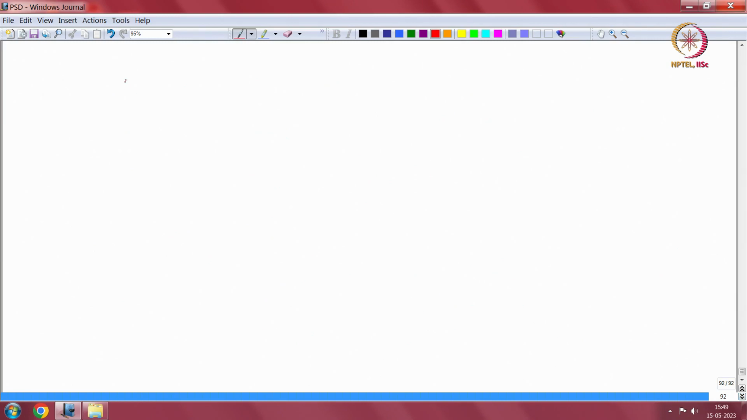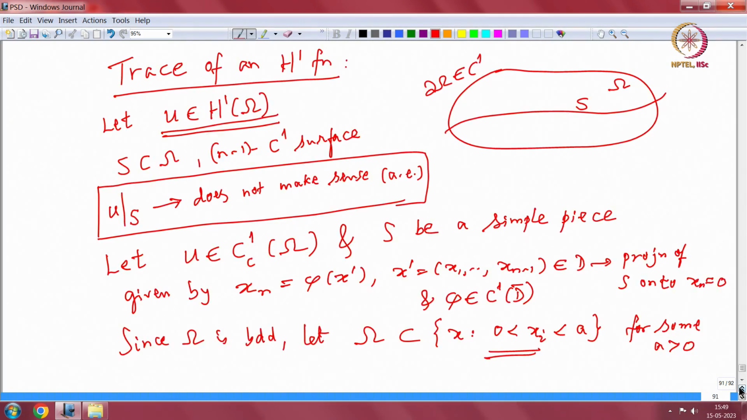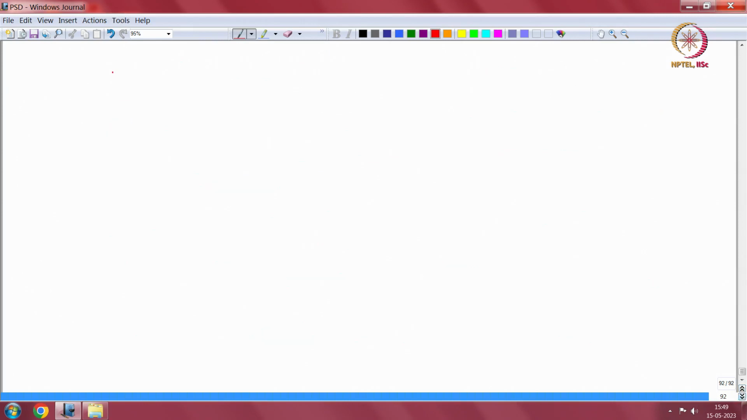So, now what did I use? U restricted to S means u of x prime, phi of x prime, because the last coordinate is given by phi of x prime, and by using one dimensional calculus we write it as the integral from 0 to phi of x prime of del u by del x n of x prime, x n, d x n.